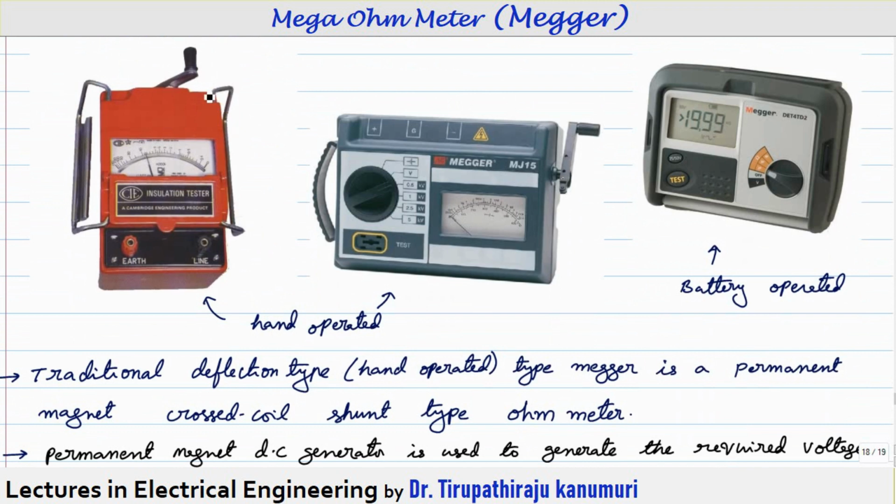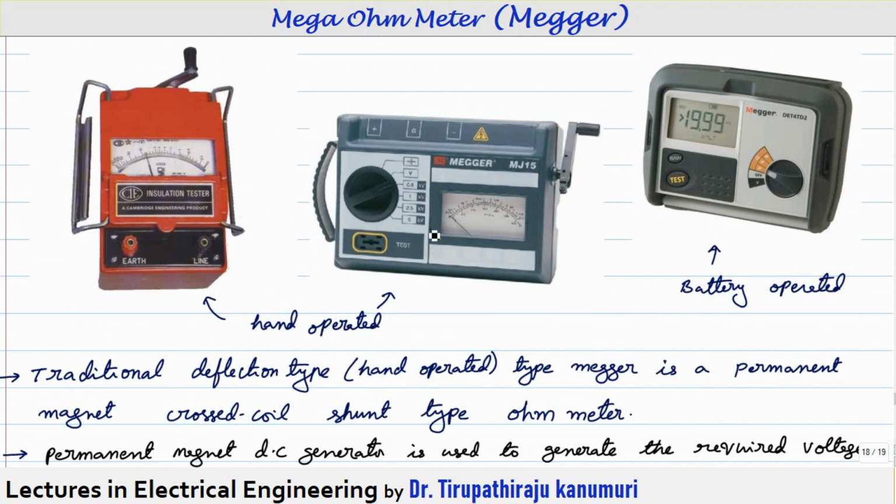So further, the instrument will look like this. There are basically two types of instrument. The first one is the handheld, hand operated instrument. In this case there will be a crankshaft, and using this we can rotate it to produce the voltage. No separate battery or voltage source is required.